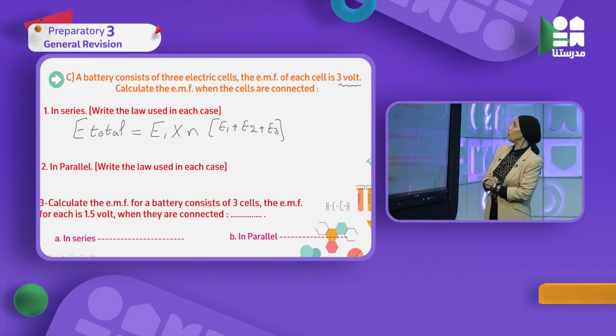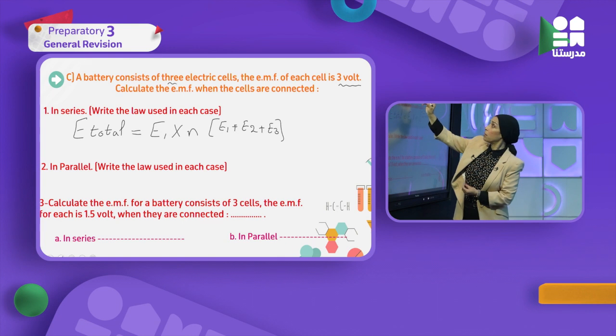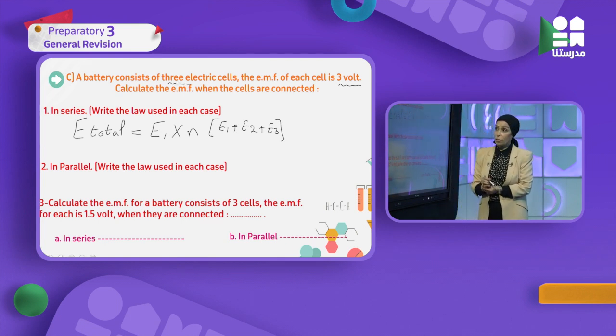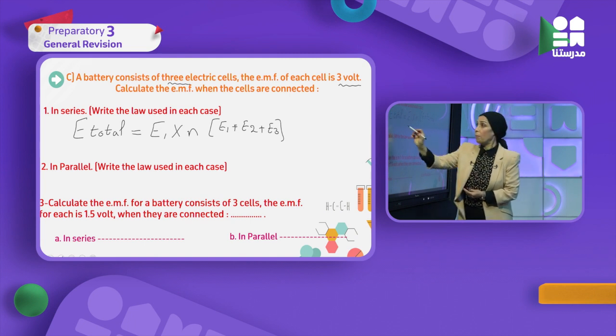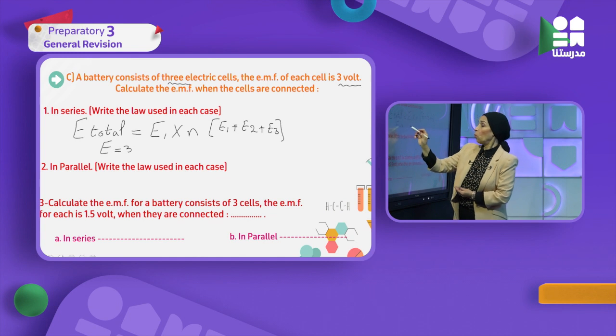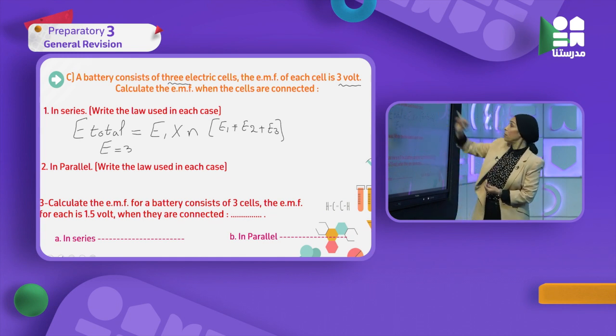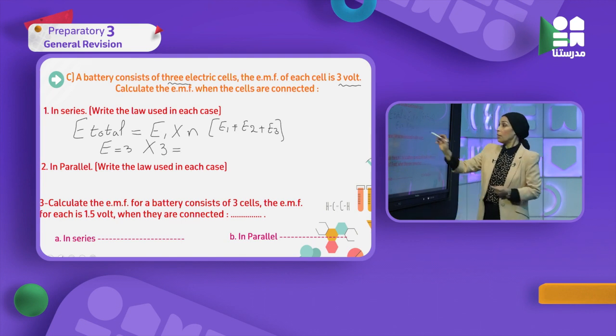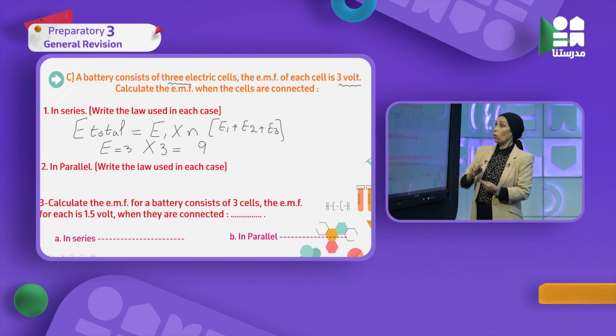طب how can I calculate it? And I have how many batteries? عندي 3 batteries. And each one how many volt? 3 volt in series. So يبقى ال E total equal 3 which is the number of the batteries times 3 which is the EMF of each one. So it's 9 و9 ال EMF بتقاس بالإيه؟ بالفولت.